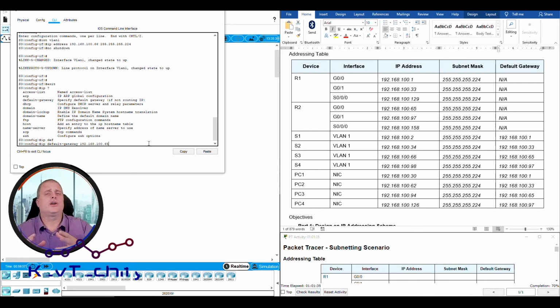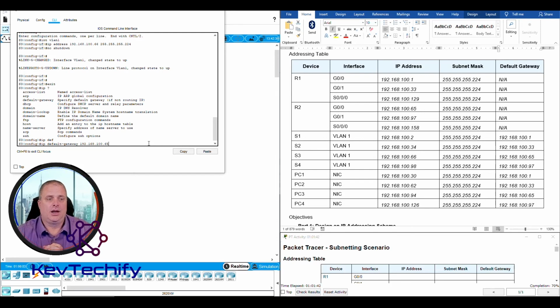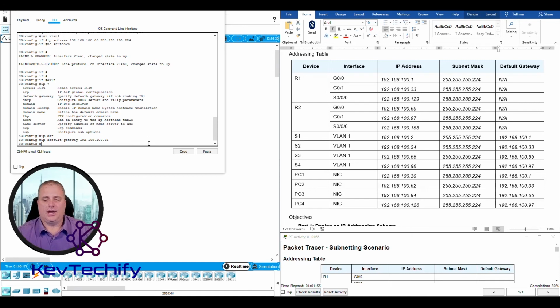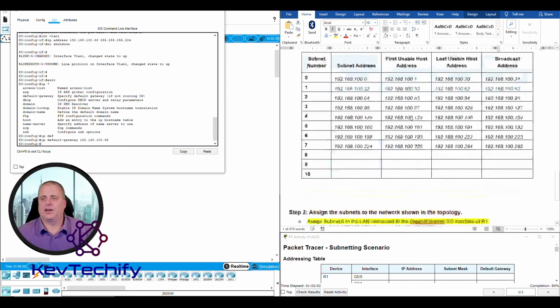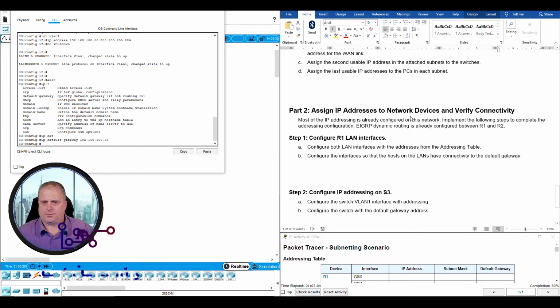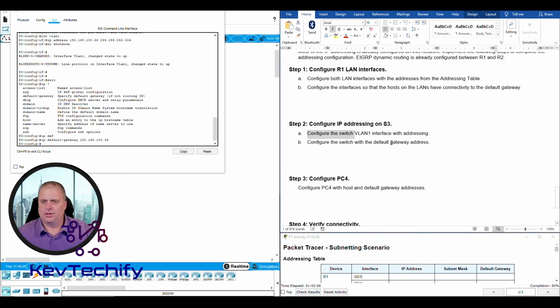Now, because we are pointing it to an established IP address, it's already been configured, we don't have to put the subnet mask on there. We just do IP space default gateway space and then the IP address, for us it's 192.168.100.65, and then hit enter. If you put the subnet mask in, you're going to get an error. And there we go. We have configured that, and our completion percentage, we are up to 80%. That took care of step 2.